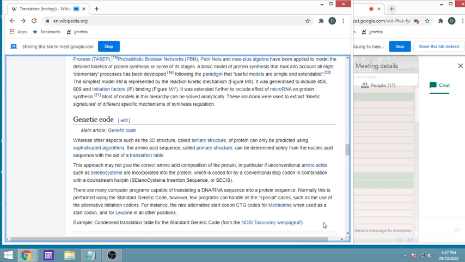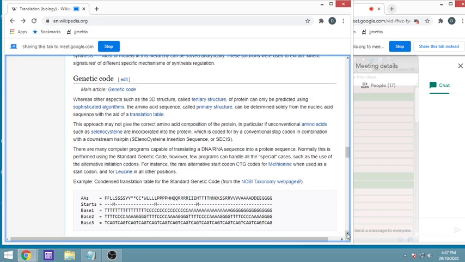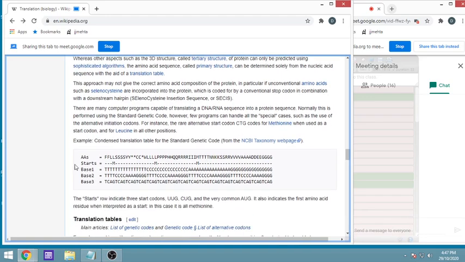Now the very beautiful thing is that many types of codons give the same amino acids. There are many computer programs capable of translating DNA and RNA sequences into protein sequences. This is performed using the standard genetic code, and some programs can handle special cases also. For example, the rare alternative start codon CTG will code for methionine when used as a start codon, or leucine in other positions. This is how these computer programs work.